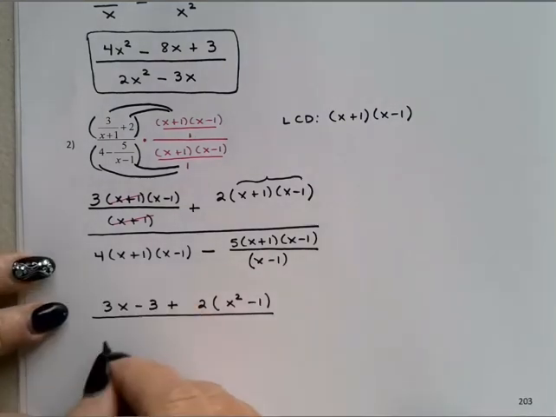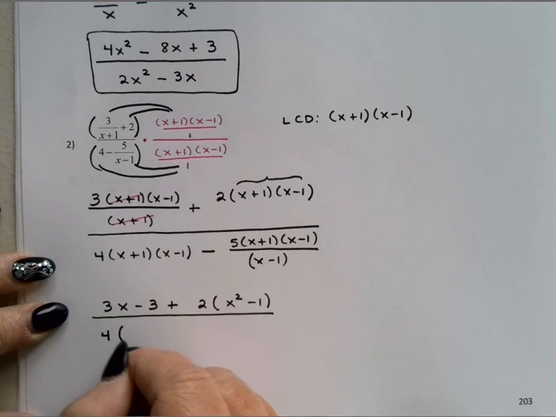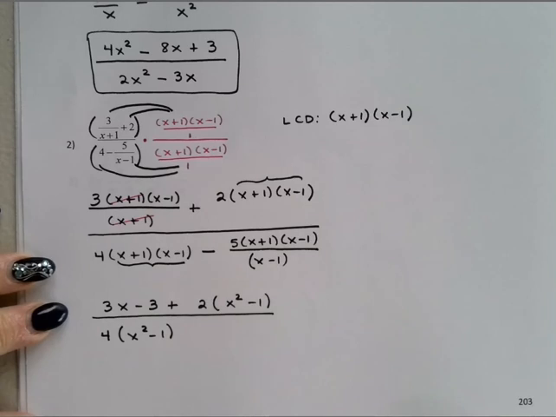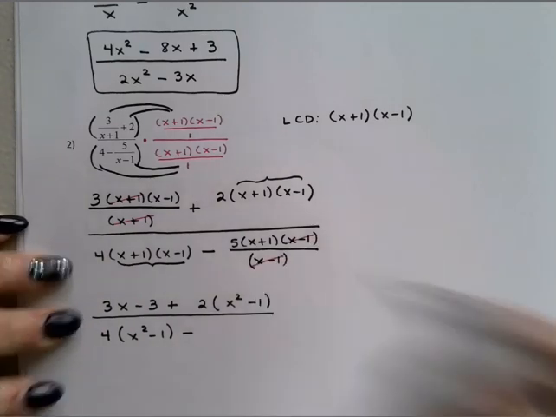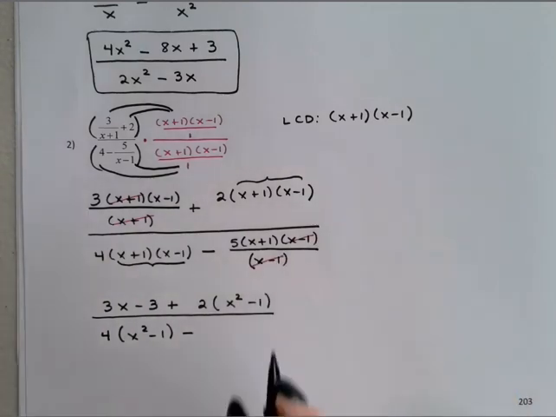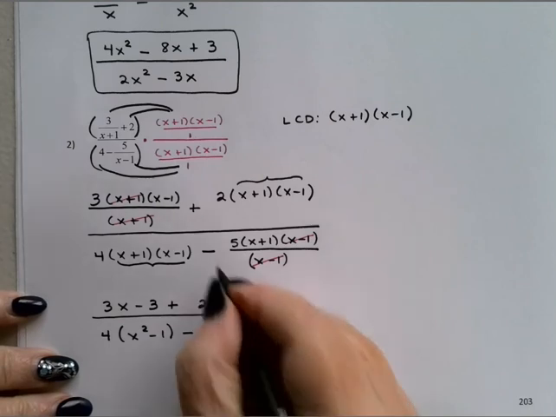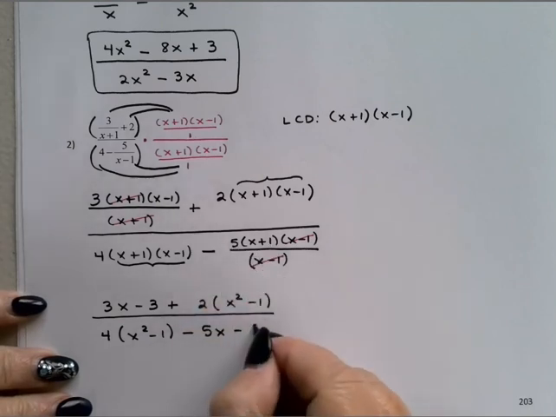Same idea on the bottom. I'm going to keep the 4 out here for now. And there's that x plus 1 times x minus 1, or x squared minus 1 again. Minus, and here x minus 1 divided by x minus 1 is 1. Get rid of those. Distributing the negative 5 makes that a negative 5x and a negative 5. Be careful with that minus sign.